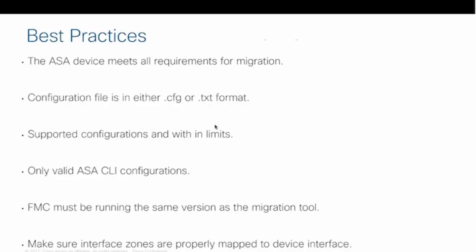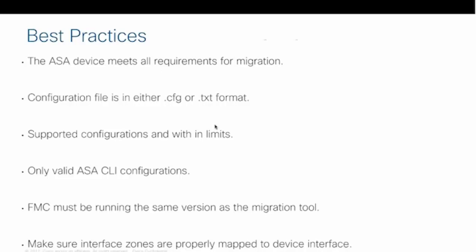Also make sure that the ASA configuration file does not contain any access control elements that exceed the predefined limit. Also, it would be a better practice to go through the ASA configuration at least once before feeding it into the migration tool, to make sure that it does not contain any invalid configuration or configuration that is not supported for migration by the migration tool.